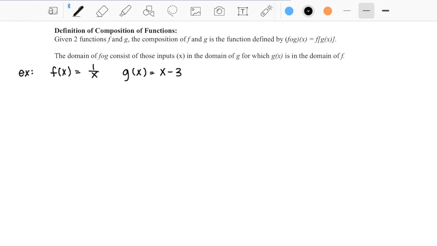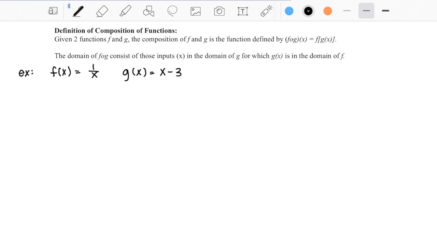So a formal definition of the composition of functions is: given two functions f and g, the composition of f and g is the function defined by f of g of x, and we have another notation. The domain of f of g consists of those inputs x in the domain of g for which g of x is in the domain of f. So it's a little bit hard to wrap your head around, so let's do an example to really see what that looks like.